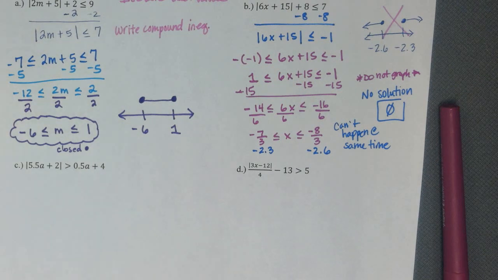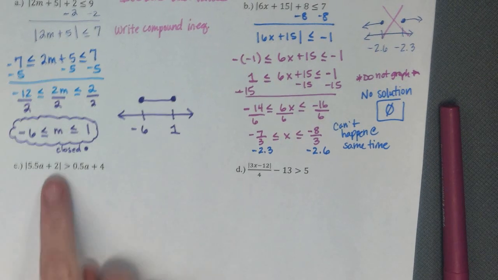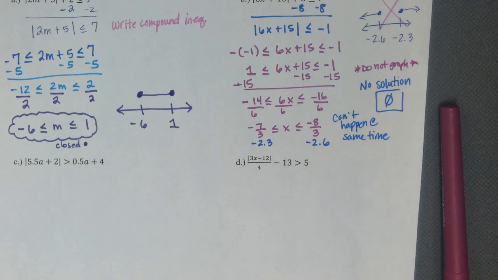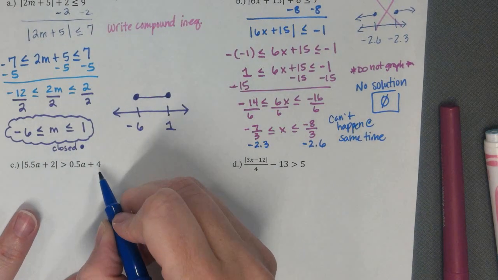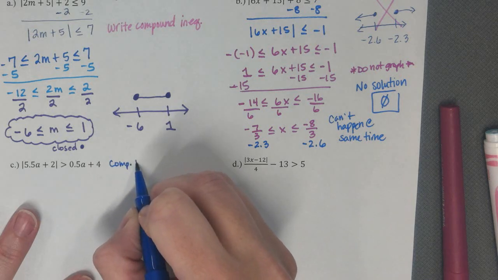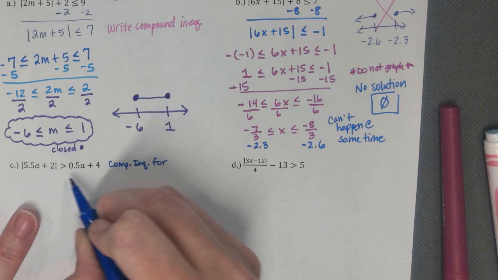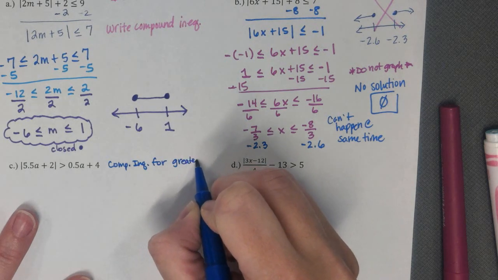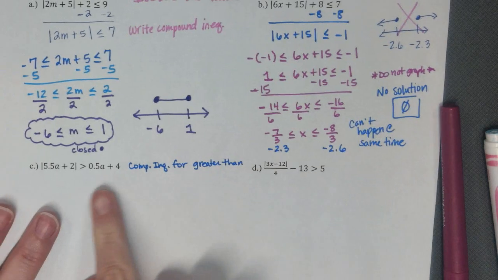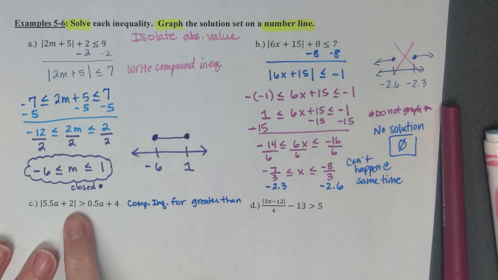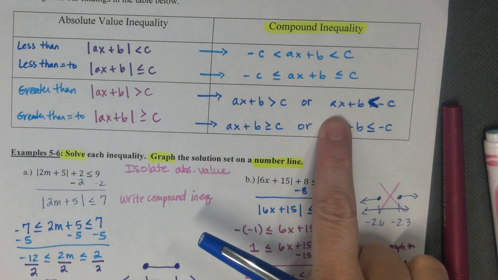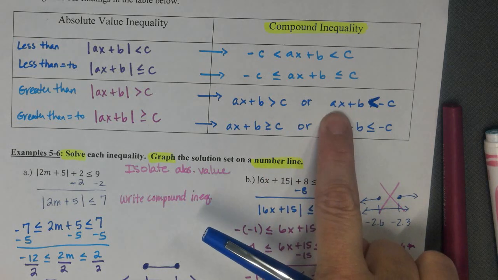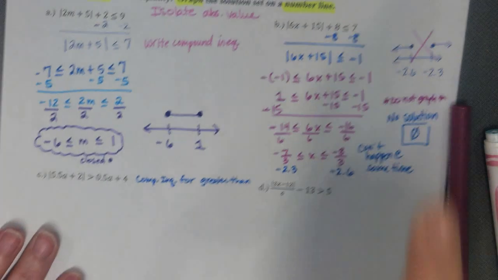which is what we're going to investigate next. Okay, so for C, is your absolute value isolated? Yes. Yeah, so we can just go right into our compound inequality. We're going to find the compound inequality for the greater than. If I go up to my chart and I'm finding the compound inequality for my greater than, it leads me to this. It's either greater than C or less than the opposite of C.